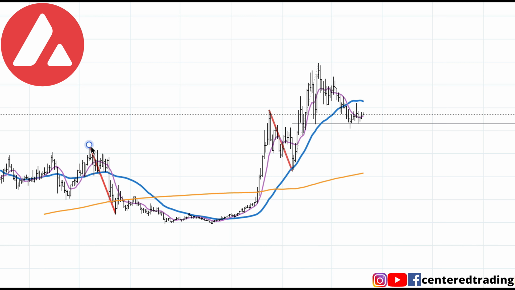Next we have a pullback from here. Pivot high, pivot low, pivot high. That provides the second price relationship. This is about a $26 and some change pullback. This one about 29 and some change.